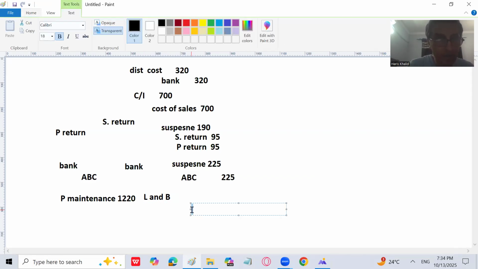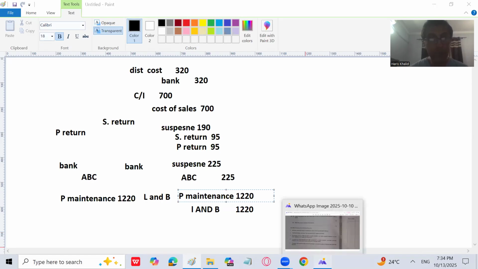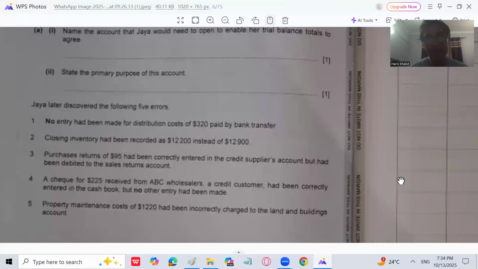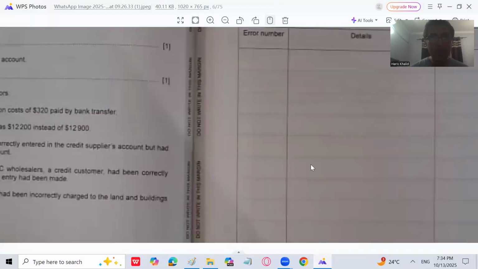Now, what will happen? Yes, land and building is going to be credit with the amount of 1220. Property maintenance is going to be debited with the same amount of 1220. So property maintenance debit and land and building credit with 1220. So that's the end of the topic. All the entries which we have done are required.